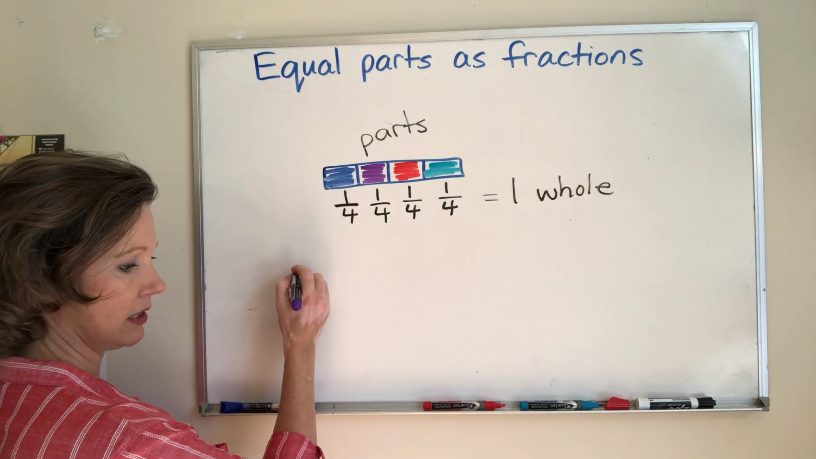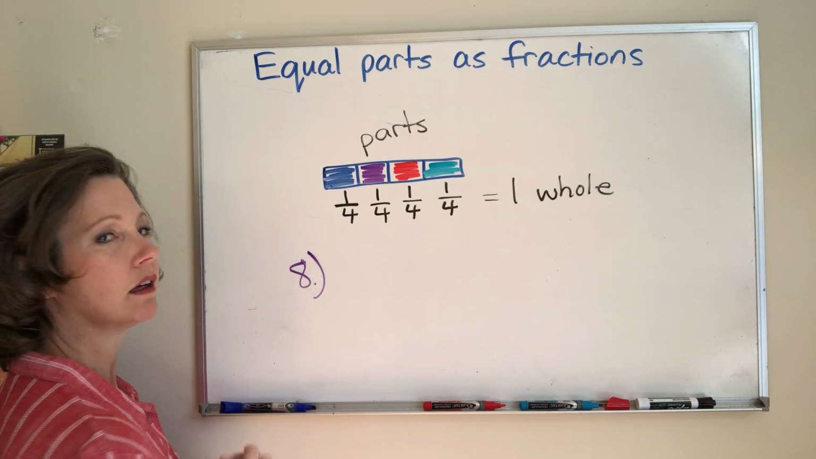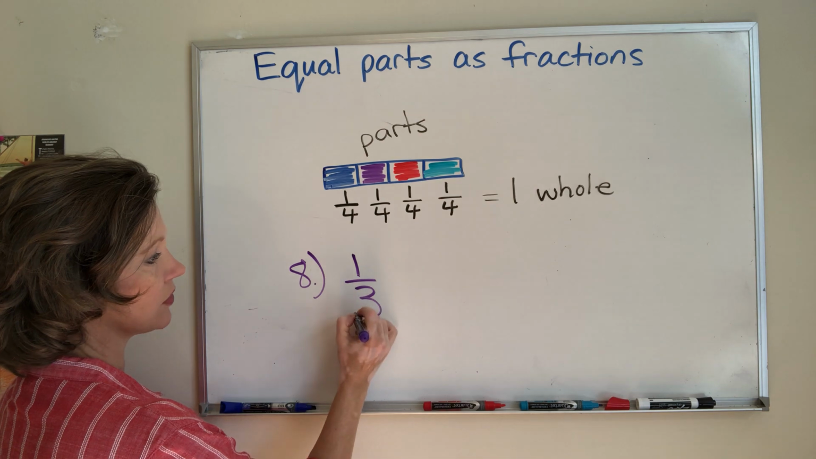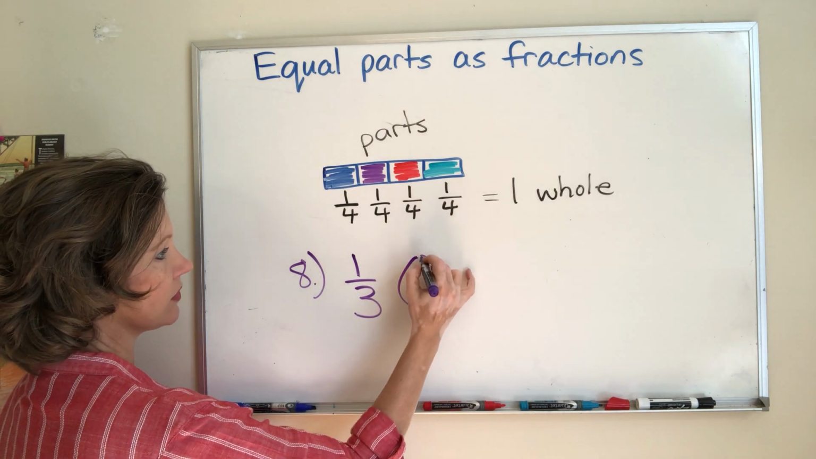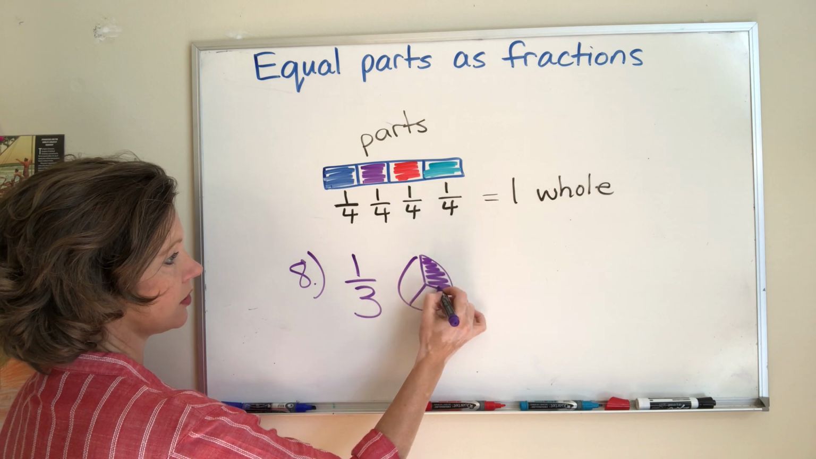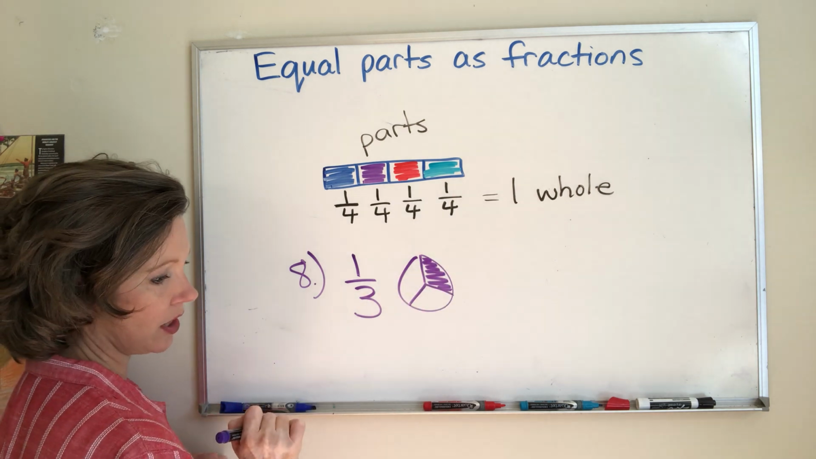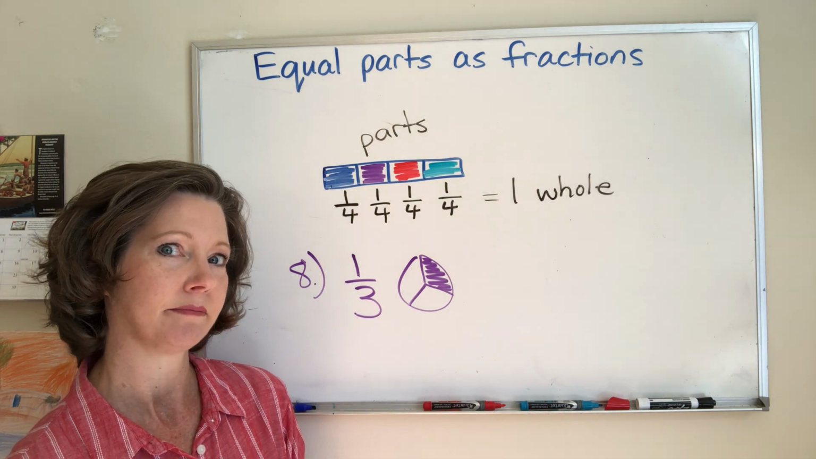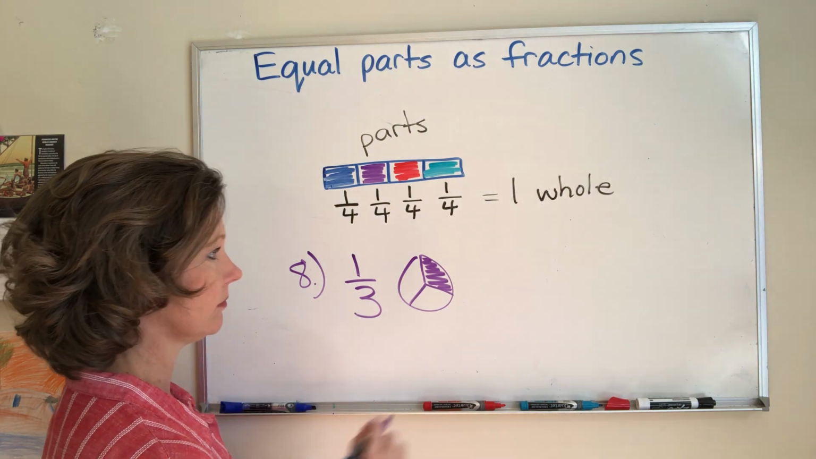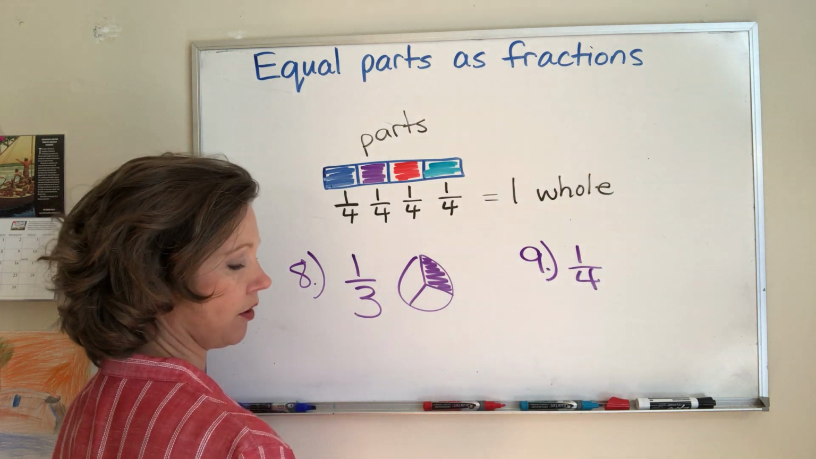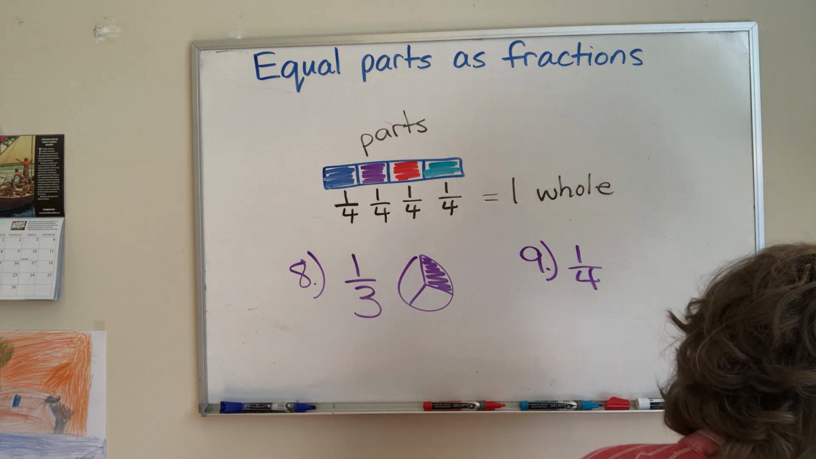for number 8. You should have written 1/3 of the circle, because you have a circle here and this part was shaded, so you have 1 out of 3 parts shaded. Look at number 9. How much of the square is shaded? Write your answer. It should have been 1/4. Yes, you guys are getting this.